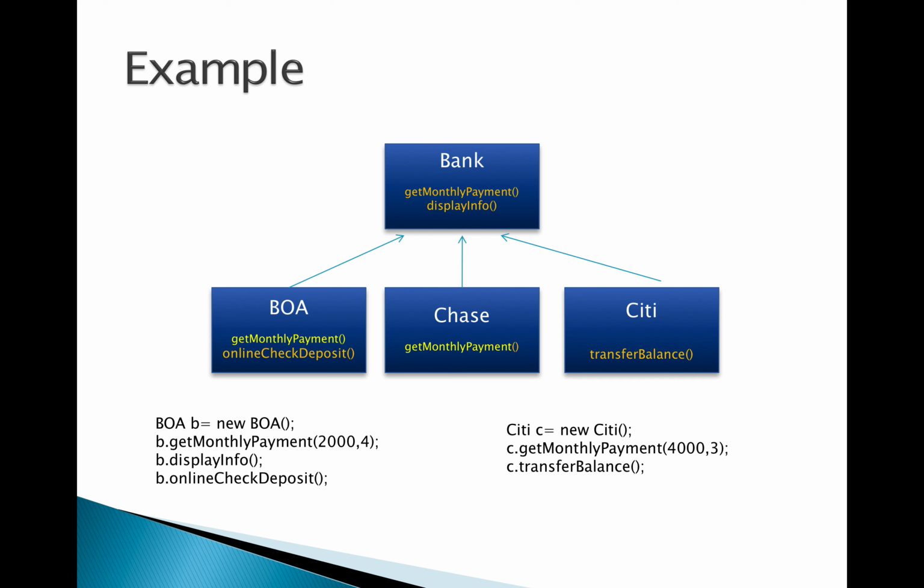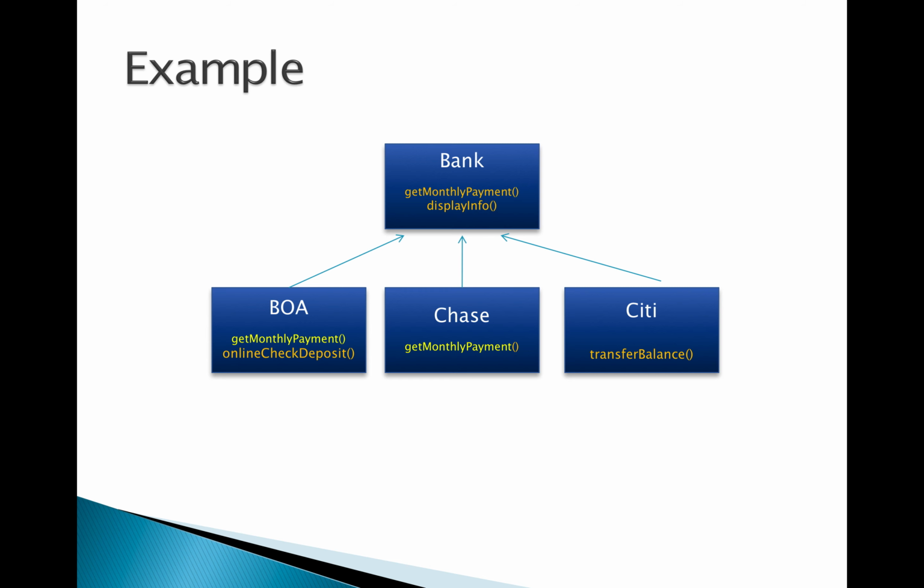So in this case, it is going to execute the Bank's getMonthlyPayment as the standard algorithm for getting the monthly payment. Whereas when you call c.transferBalance, that method is a specific method for City and it is going to get called. Okay, let's see the same example, but here instead of BOA b equals new BOA, we are going to do it in a different way.